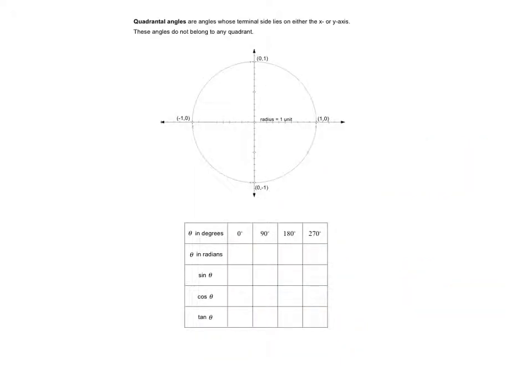Next, we have some very special angles whose terminal side lies on either the x or y axis, so they're not in any quadrant, they define the edges of our quadrants. And so those are 0 degrees, which in radians is also 0. We have 90, which is pi over 2, 180 degrees, which is pi radians, and 270 degrees, which is 3 pi over 2.